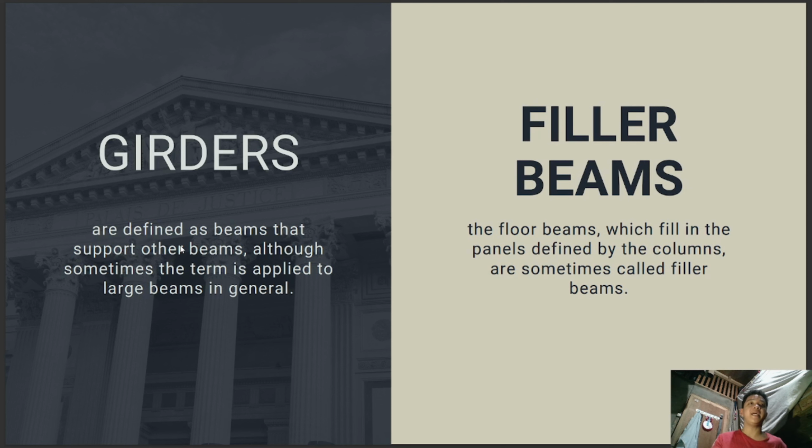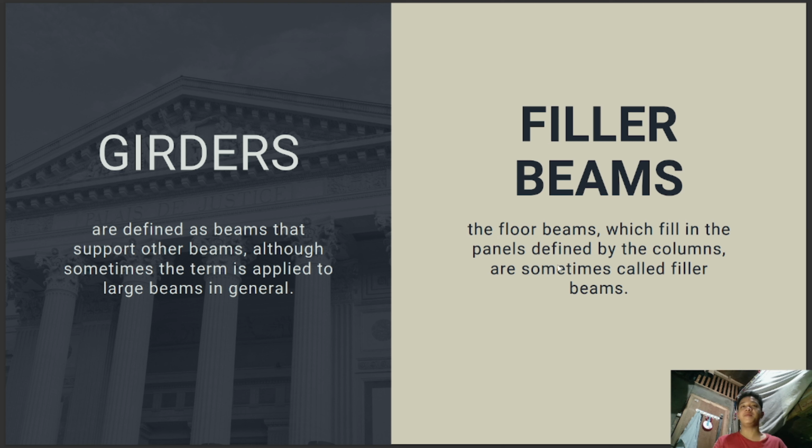Before we proceed to the next slide, let us first differentiate girders and filler beams. Girders are defined as beams that support other beams, although sometimes the term is applied to a large beam in general. So girders is another term for beams, in which this kind of beam supports another beam. But the term is also general for a large beam, like in a bridge, where the girders support it.